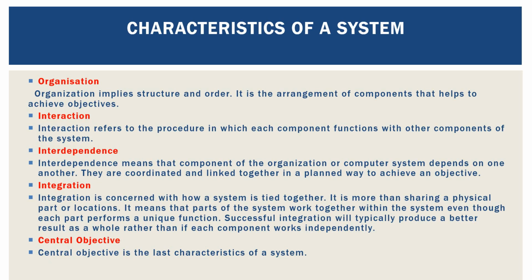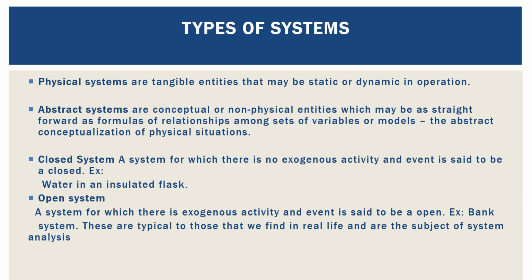Which also brings us to the last characteristic of a system, which is the central objective. Any system must have a central objective which it aims to achieve. So in other words, after organization, interaction, interdependence, and integration, those four should bring the fifth characteristic, which is the central objective of any given system. So basically, those are the characteristics of a system.